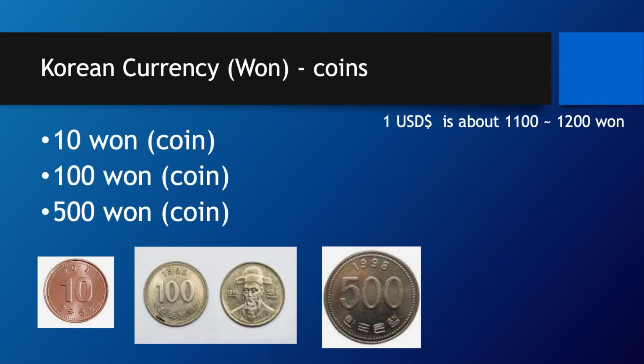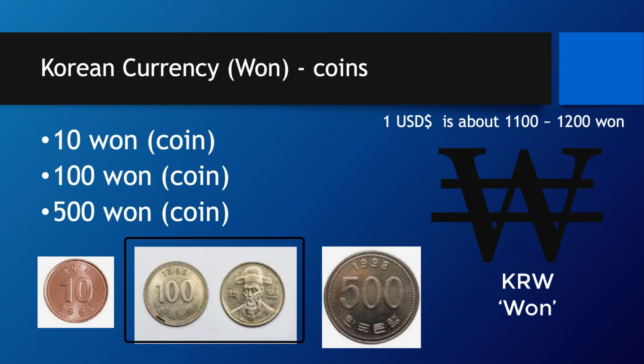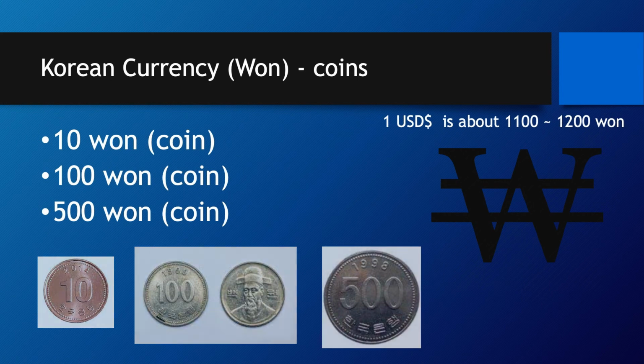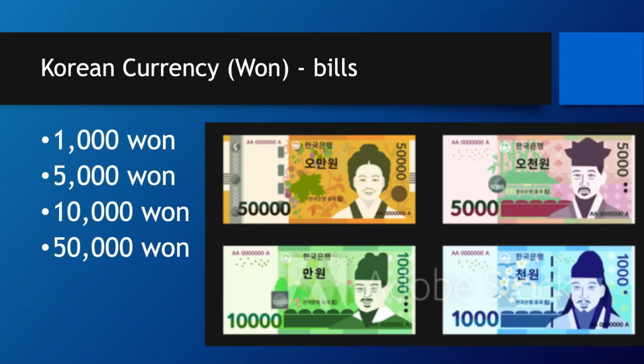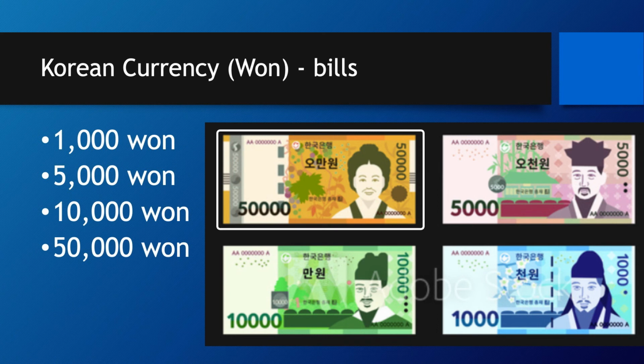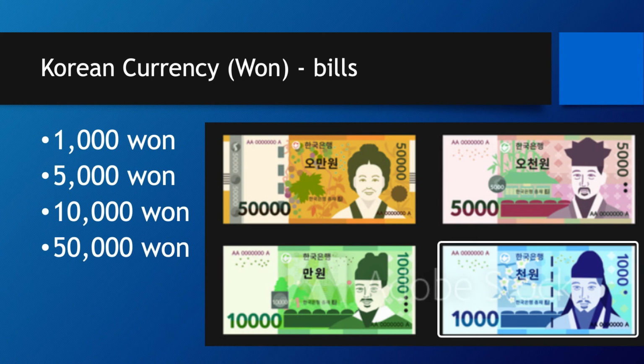Okay, let's find out what kind of coins are used in Korea. Korean currency is called Korean won, KRW, and we have 10won coin, 100won coin, and 500won coin. 10won coins are hardly used except in bank. For paper bills, Korea has 1000won, 5000won, 만원, and 5만원. As you can see, 만원 is printed as 만원 instead of 1만원. Same is true for 1000won.